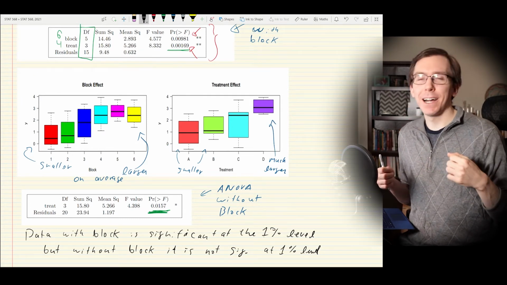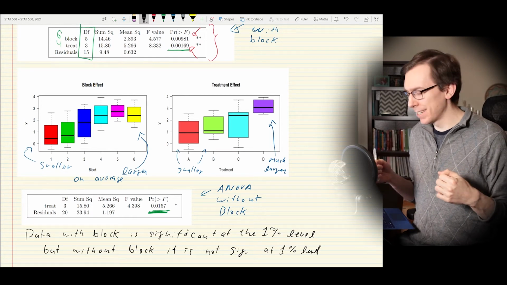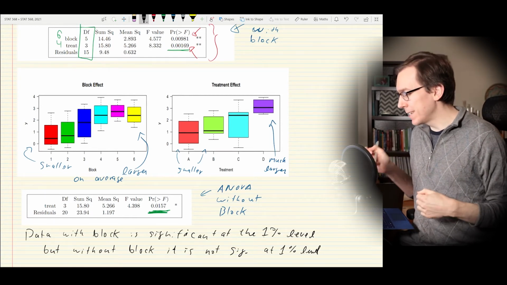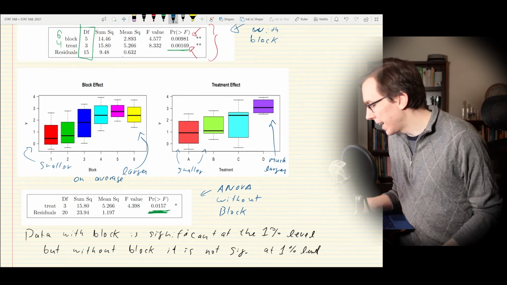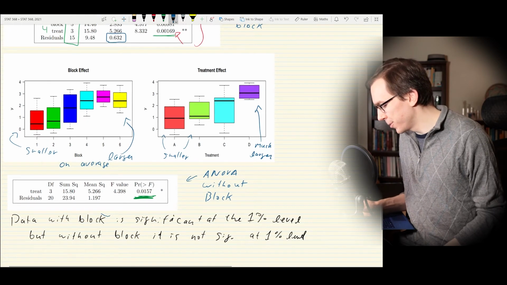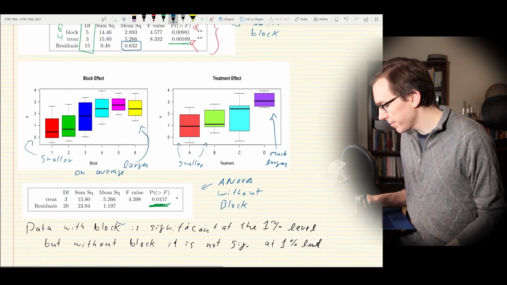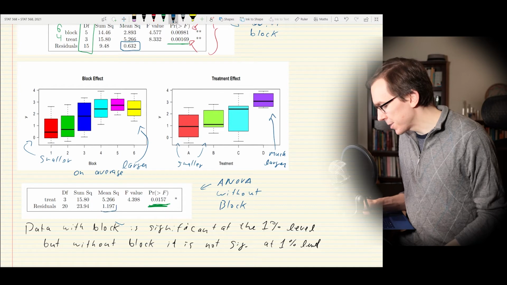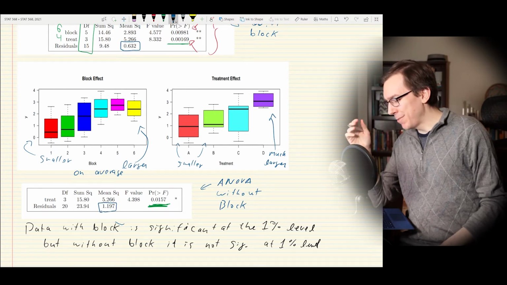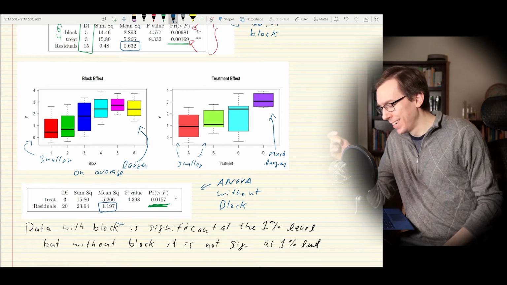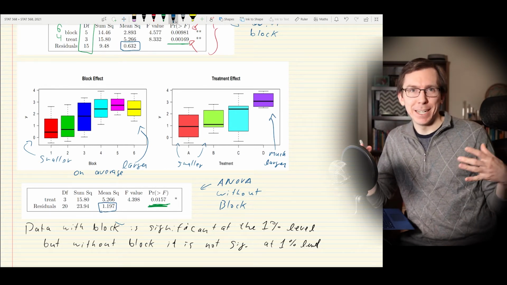But when the block effect is very significant, does have a significant effect, what it does is it makes the denominator, which is this guy here, so notice the denominator for our F statistic, which is the residuals, smaller. And that's really good, because if it makes the denominator smaller, then that means that our F statistic becomes bigger.